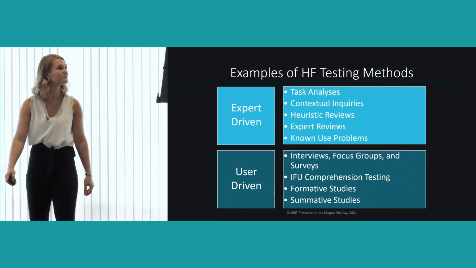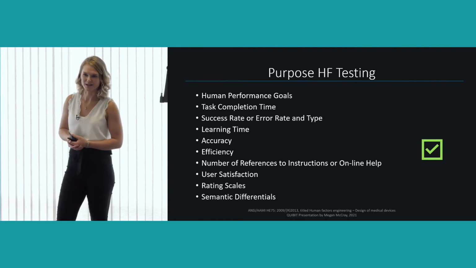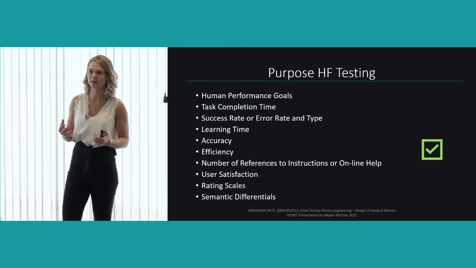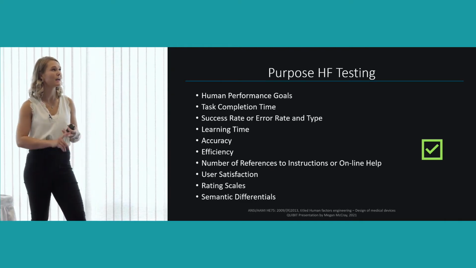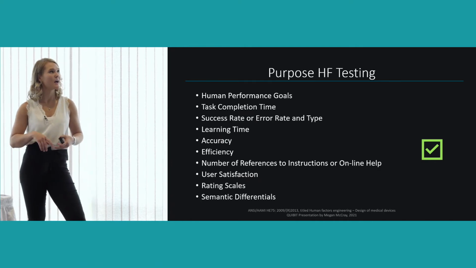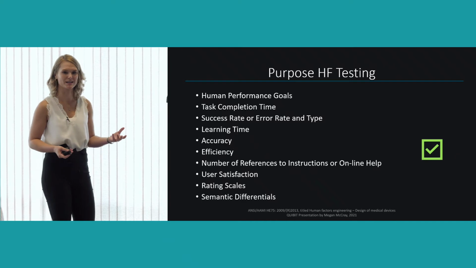When doing these testing methods, we're looking for qualitative and quantitative data. We want to get as much as we can from these users to influence our design. This includes things like accuracy, efficiency, learning time, as well as more subjective ratings and user satisfaction.